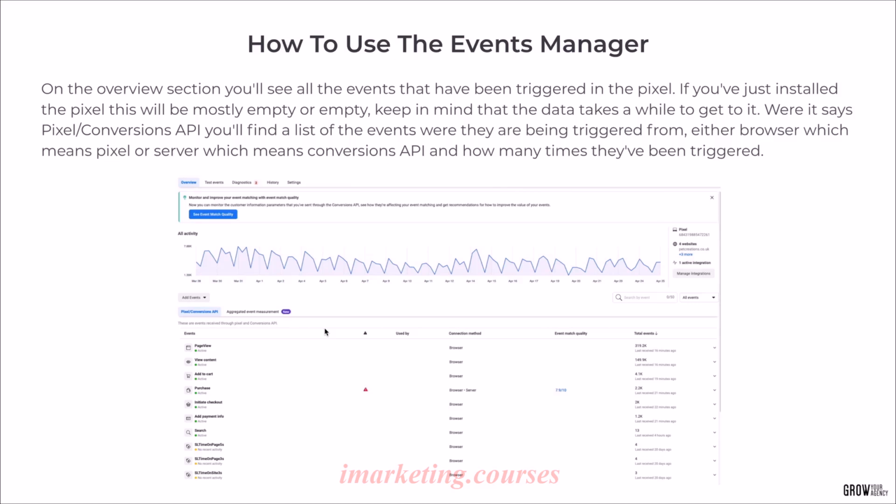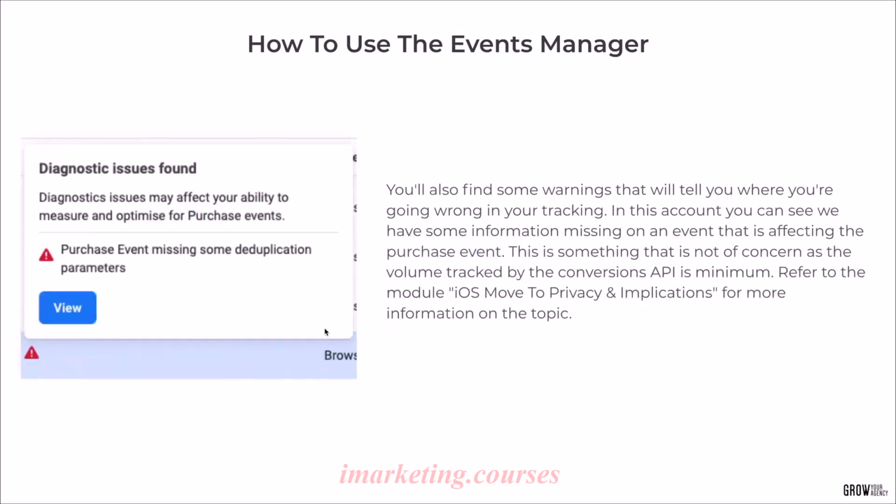Keep in mind that the data takes a while to get there. Where it says Pixel/conversions API, you'll find a list of the events and where they're being triggered from, either browser, which means it's the Pixel, or server, which means conversions API, and how many times they've been triggered. You'll also find some warnings that tell you where you're going wrong in your tracking. In this account, we have some information missing on an event that is affecting the purchase event, the purchase conversion.